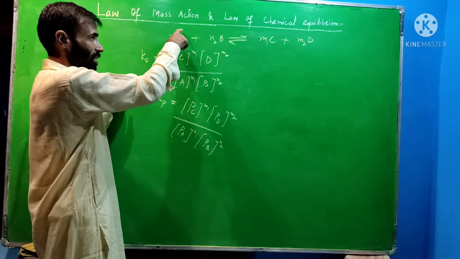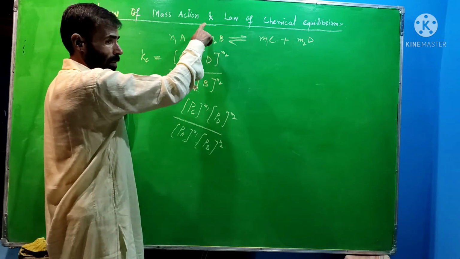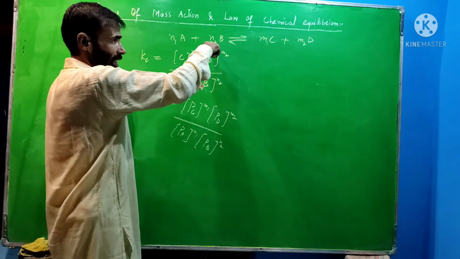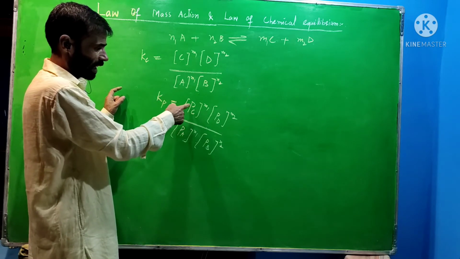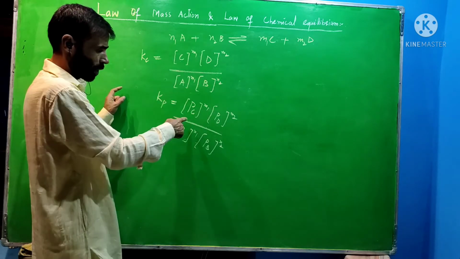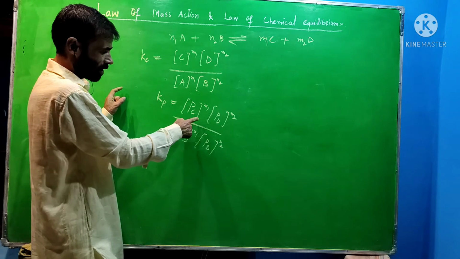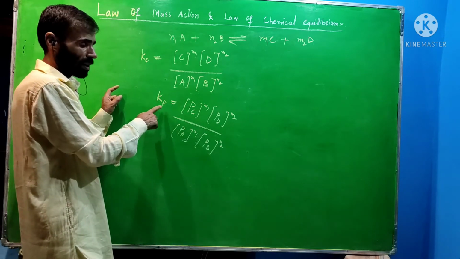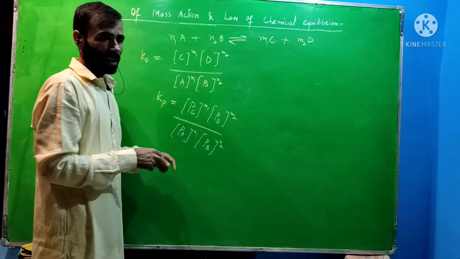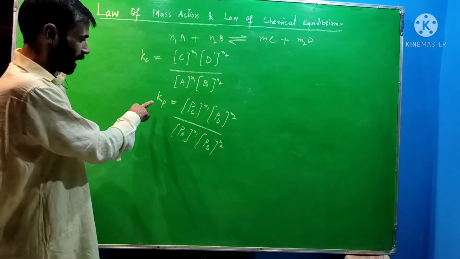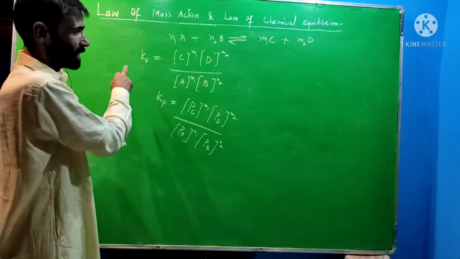If concentrations are taken in terms of pressures, meaning if it is a gas phase reaction, then we take the pressures of reactants as well as products. This ratio is the equilibrium constant of the reaction in terms of pressures of the reactants and products. Now we will relate these two, Kp and Kc.